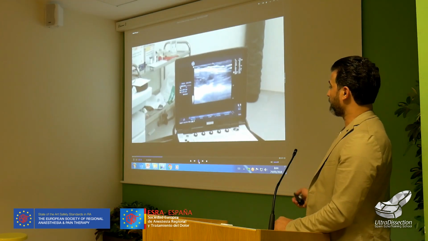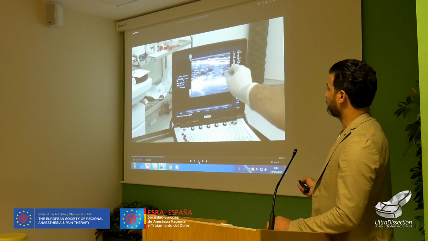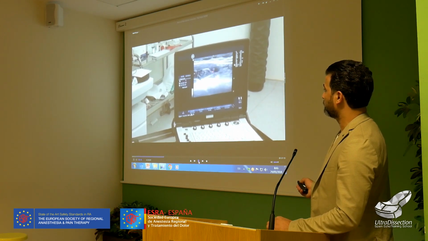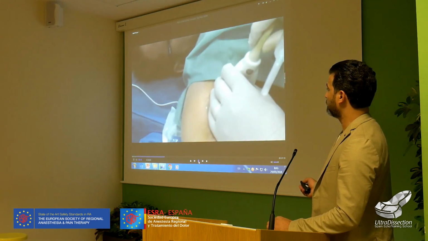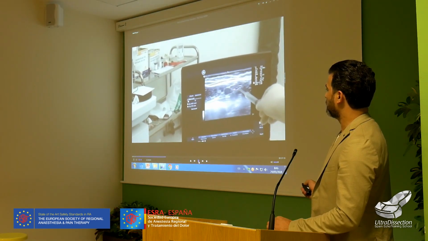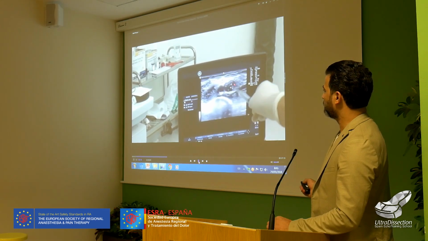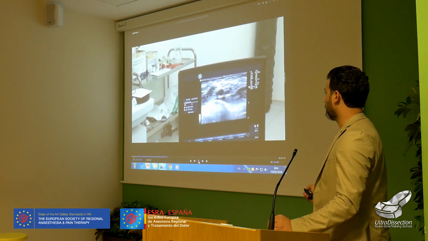So here, this is the axillary artery. This is the median nerve. Now I will scan down here to see. This is the median nerve now. See the neuroma. Big neuroma.